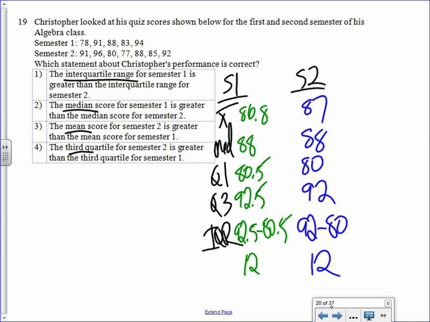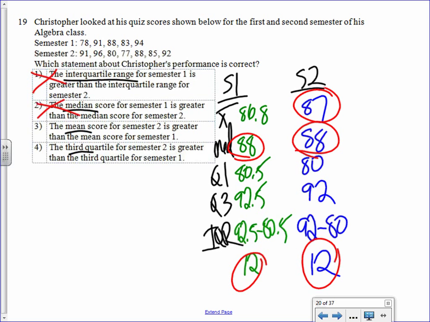No, they're the same. So that's not the answer. The median score for semester 1 is greater than the median score for semester 2. Here's the median score for semester 1, semester 2. No, they're the same. The mean score for semester 2 is greater than the mean score for semester 1. Well, here we are. Here's the mean score for semester 2. That's greater than the mean score for semester 1.